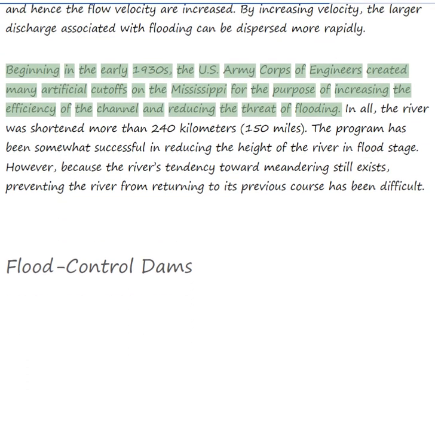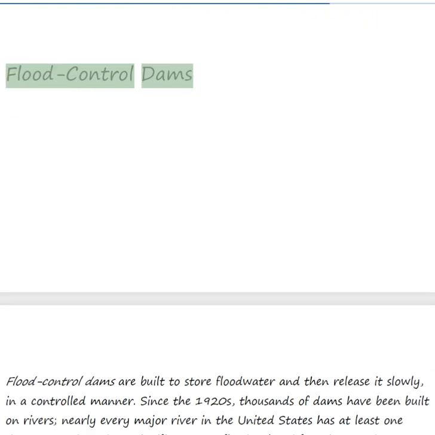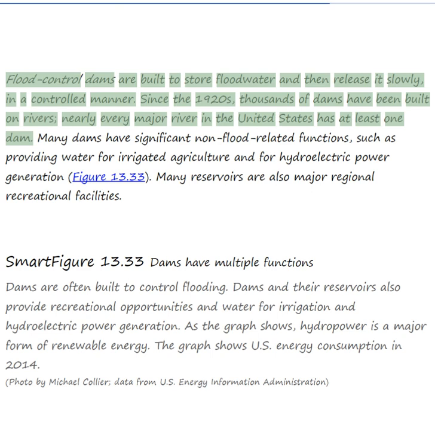Beginning in the early 1930s, the U.S. Army Corps of Engineers created many artificial cutoffs on the Mississippi for the purpose of increasing the efficiency of the channel and reducing the threat of flooding. In all, the river was shortened more than 240 kilometers. The program has been somewhat successful in reducing the height of the river in flood stage. However, because the river's tendency toward meandering still exists, preventing the river from returning to its previous course has been difficult.